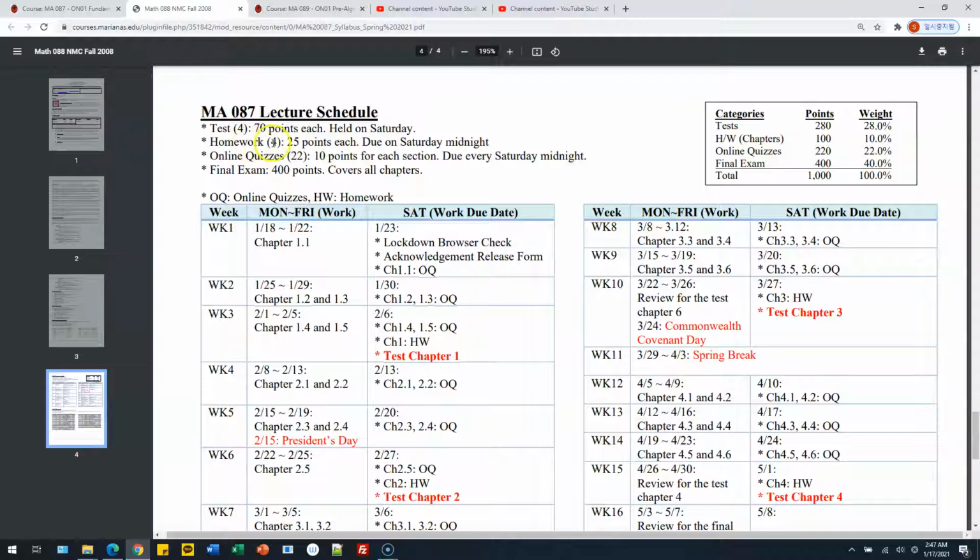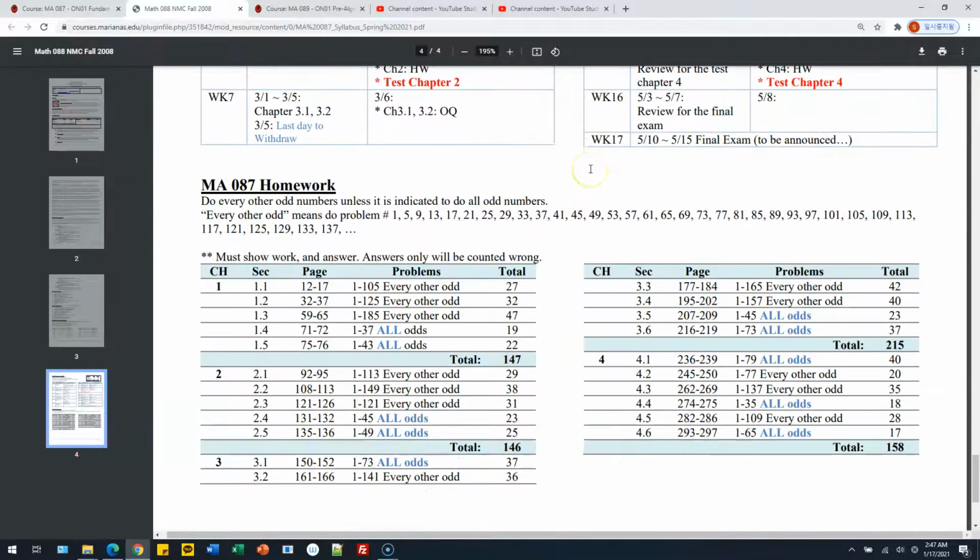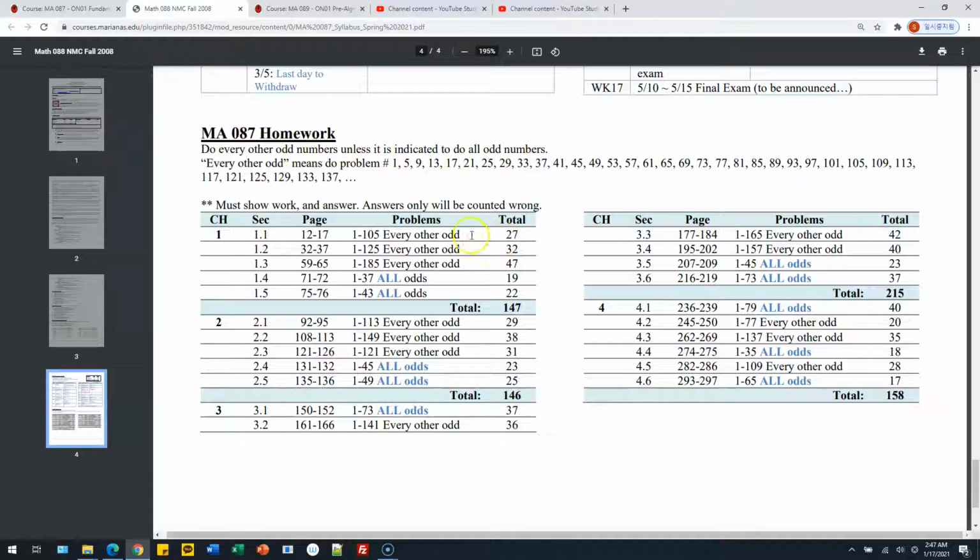And then the homework. There are 4 chapters. So there are 4 homeworks, and each homework is worth 25. So the total will be 100. So 25 times 4 is 100. All right, and this is the homework.